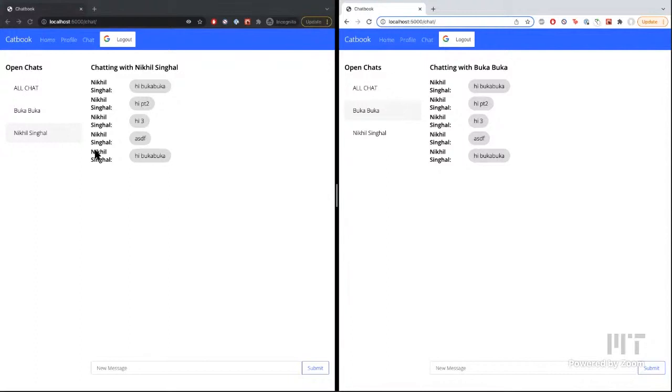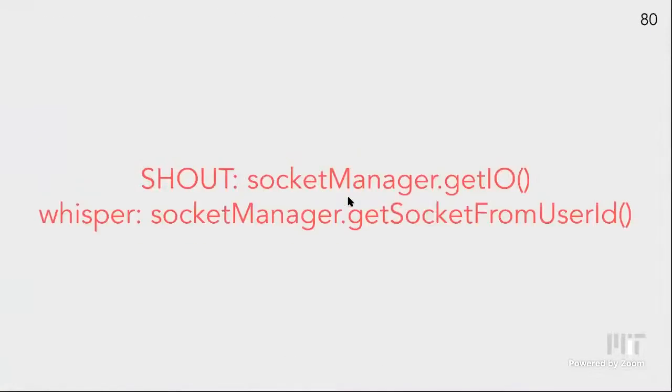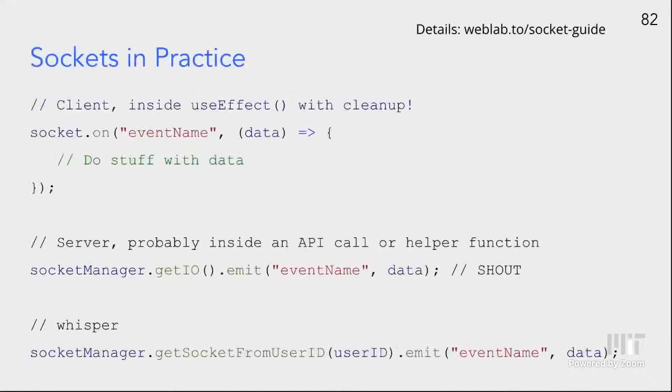Hopefully this helps you get a sense of how you would use, as a reminder, when you want to sort of shout to everyone who's using your web app, use socketmanager.getIO. When you want to whisper just to one person, you can use socketmanager.getSocket, user ID, and .emit. And all of the code that you'll want to look at is in client socket and server socket. And if you want some more quick guides, that way you can know what to do when you're writing your own apps.